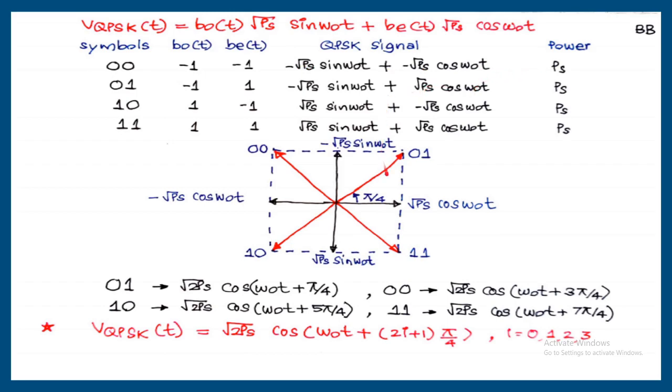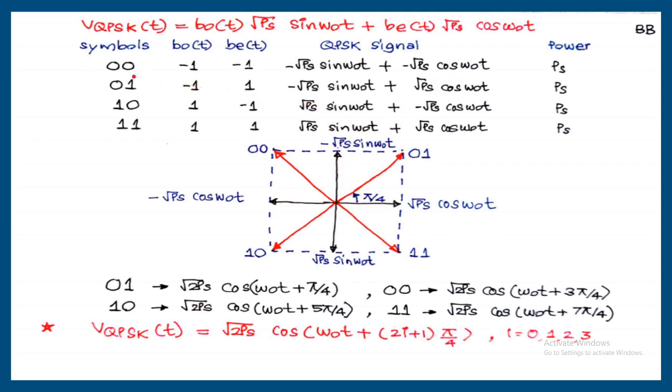These four signals are represented here as a vector representation with a reference axis root Ps cos omega 0t, and plus 90 degree, that is cos theta plus 90 degrees is minus sin theta, that is why it is written here minus root Ps sin omega 0t. Opposite vector is minus root Ps cos omega 0t and opposite vector is plus root Ps sin omega 0t. These are the four vectors before addition.